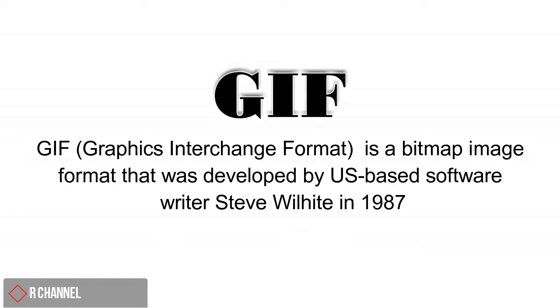GIF is a bitmap image format that was developed by a US-based software writer, Steve Wilhite, in 1987. The format supports up to 8 bits per pixel for each image, allowing a single image to reference its own palette of up to 256 different colors chosen from the 24-bit RGB color space. It also supports animations and allows a separate palette of up to 256 colors for each frame. It is well suited for simpler images such as graphics or logos with solid areas of color.